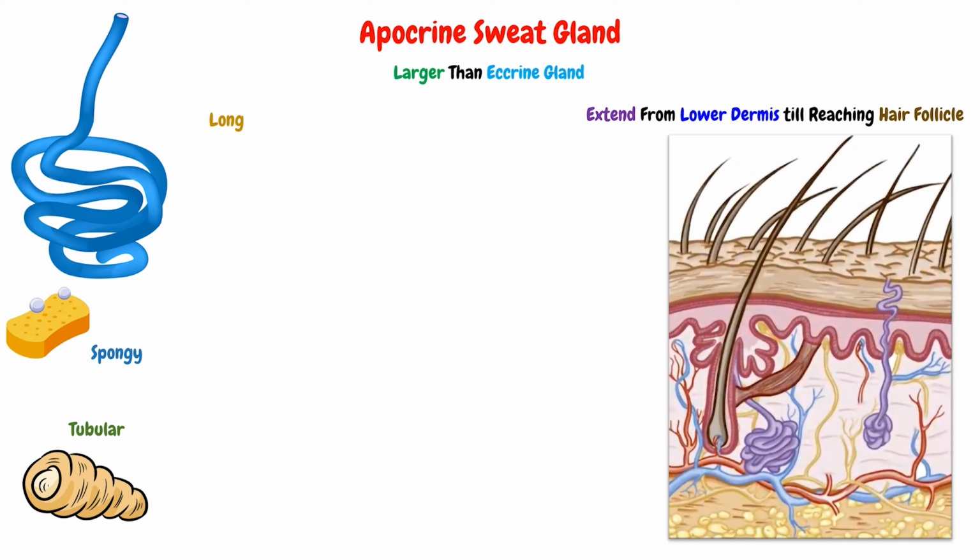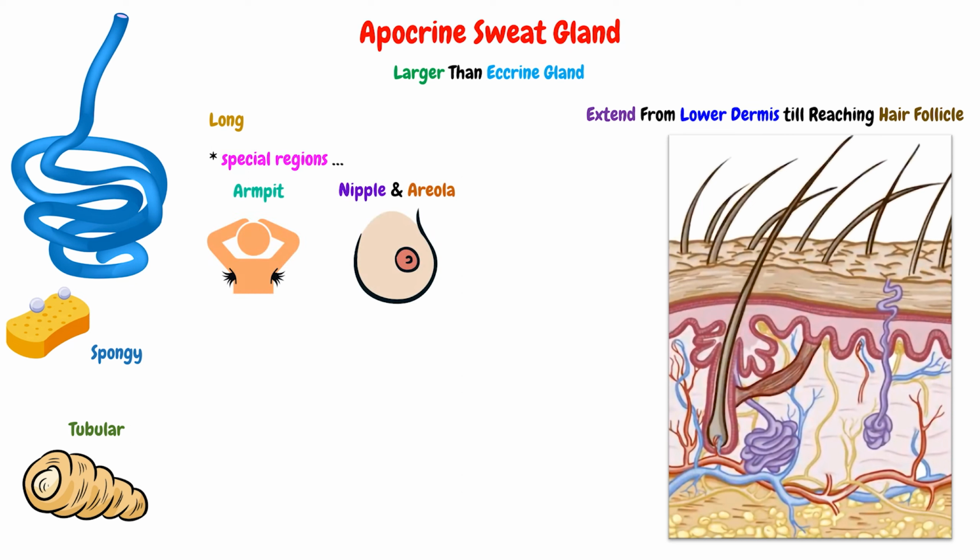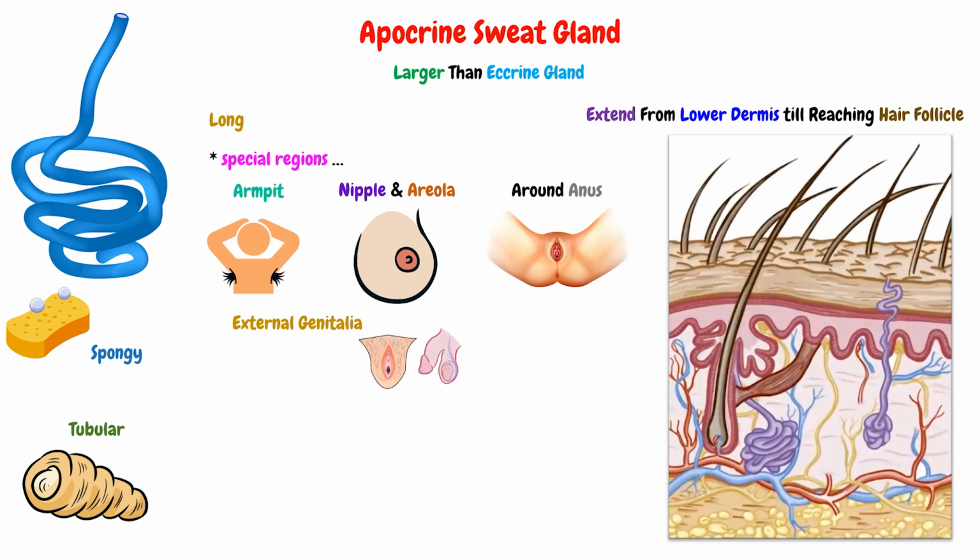Alright, this type of glands exists in special regions, such as the armpit, the nipple and areola, and we find it around the anus and in the external genitalia, and we may find it in the scalp. And these glands may be modified in some body regions in order to perform their functions.